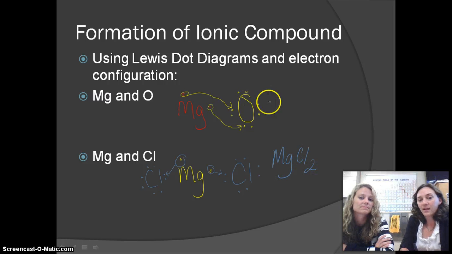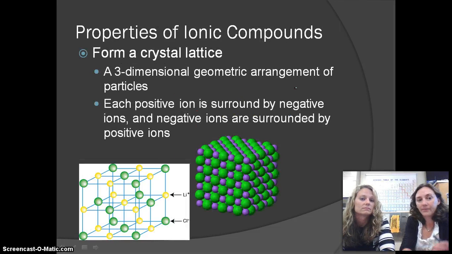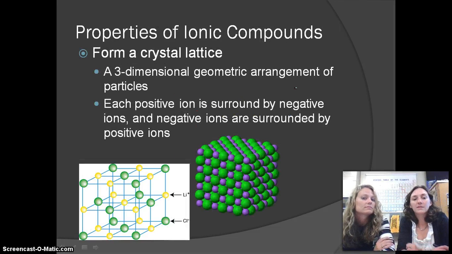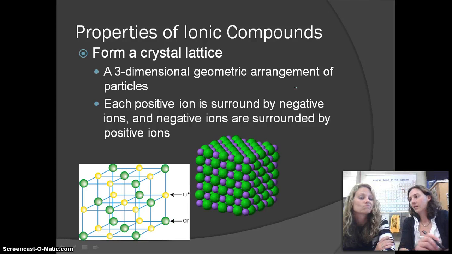Okay, and up here you would have MgO. We'll get into writing formulas a little bit later. So, properties of ionic compounds. They form a crystal lattice. This is mostly in your binary ionic compounds. You're going to see pretty much they alternate every other one. It just depends on the structure of your compound.